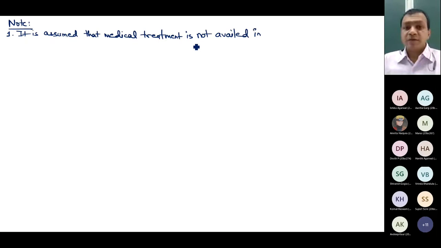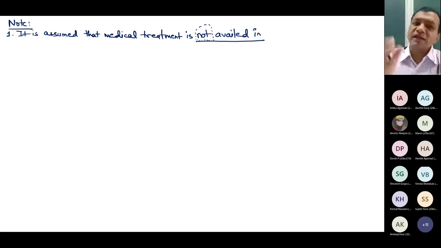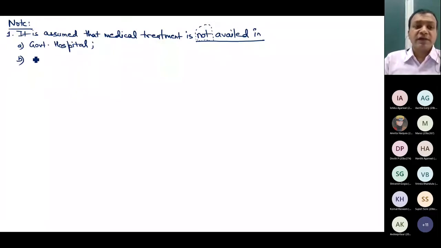in. So this is also my assumption. I am also assuming that these are not available. So I also will make it as taxable. But if anyone is making it as exempt, that is also fine. So my assumption is that medical treatment is not availed in, first point, government hospital. If it is not availed in government hospital, then I am going for second assumption. It is not availed in employer's hospital.